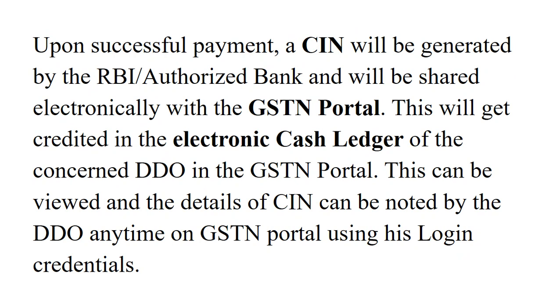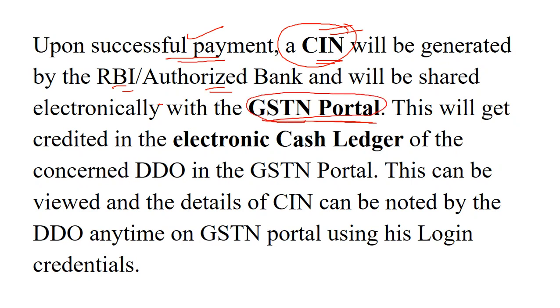And when the payment is successful, a challan identification number, the CIN, will be generated by the RBI or the authorized bank, and it will be shared electronically with the GSTN portal, and it will be credited in the electronic cash ledger. The DDO has an electronic cash ledger in the GSTN portal, and in that electronic cash ledger, the amount is credited.